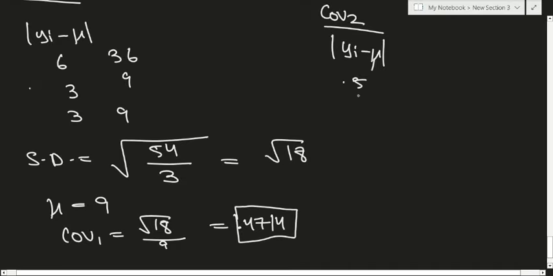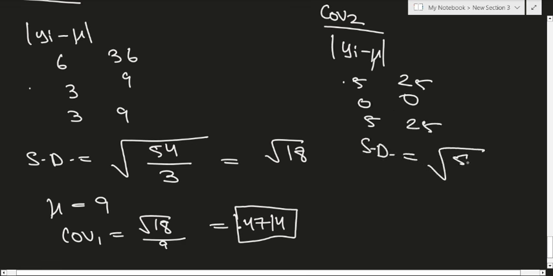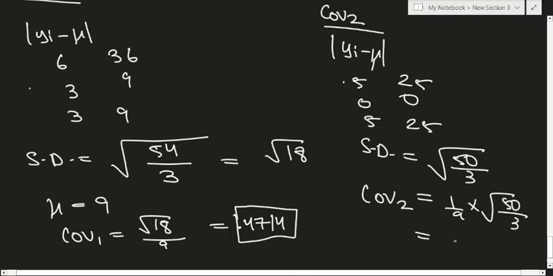Now for COV2, we have the deviations from mean income: absolute deviations 5, 0, and 5. We square them up and add them up, we get standard deviation under root 50 upon 3, and COV2 comes out to be 1/9 root 50/3, 0.45.